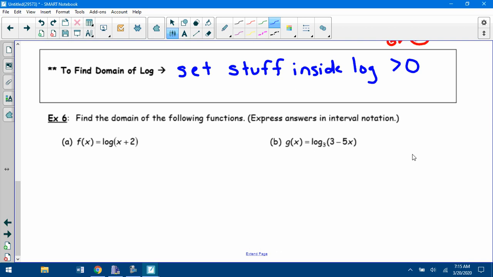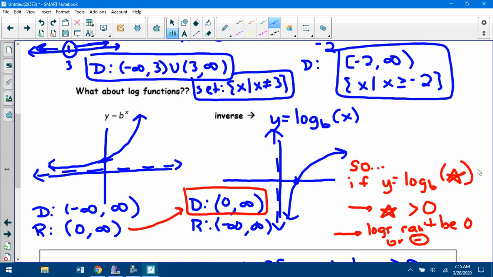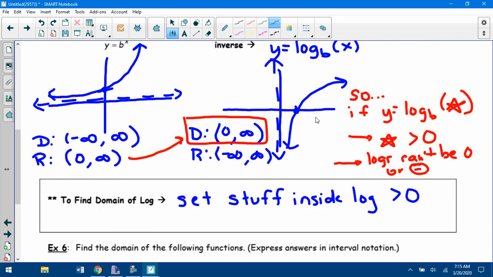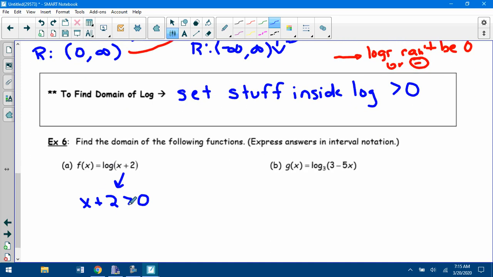All right, so two quick examples and then we're done. Find the domain of the following functions in interval notation. So I see that it's a log. So since it's a log, I would say the stuff inside is greater than 0. Make sure you understand why that's different than radicals. Radical, 0 does exist. That's why up here, I'd set the stuff under the radical greater than or equal to 0. But I just showed you that because of that asymptote, logs can't be 0. So the stuff inside is just greater than 0.